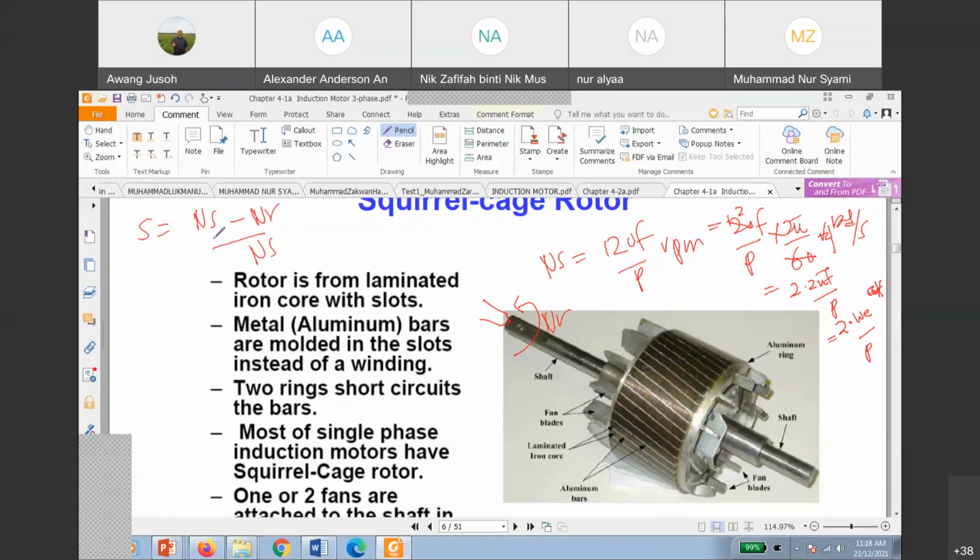So for an induction motor, slip can be between 0 and 1. 0 means your rotor speed equals synchronous speed. So when rotor speed equals synchronous speed, then slip equals 0. And 1 means that when your nr equals 0, that means stationary. When the motor is not moving, nr equals 0, so s equals 1. This happens at stationary or starting. So when we talk about the induction motor, the operating slip is between 0 and 1. It can be 0 or 1 or in between.